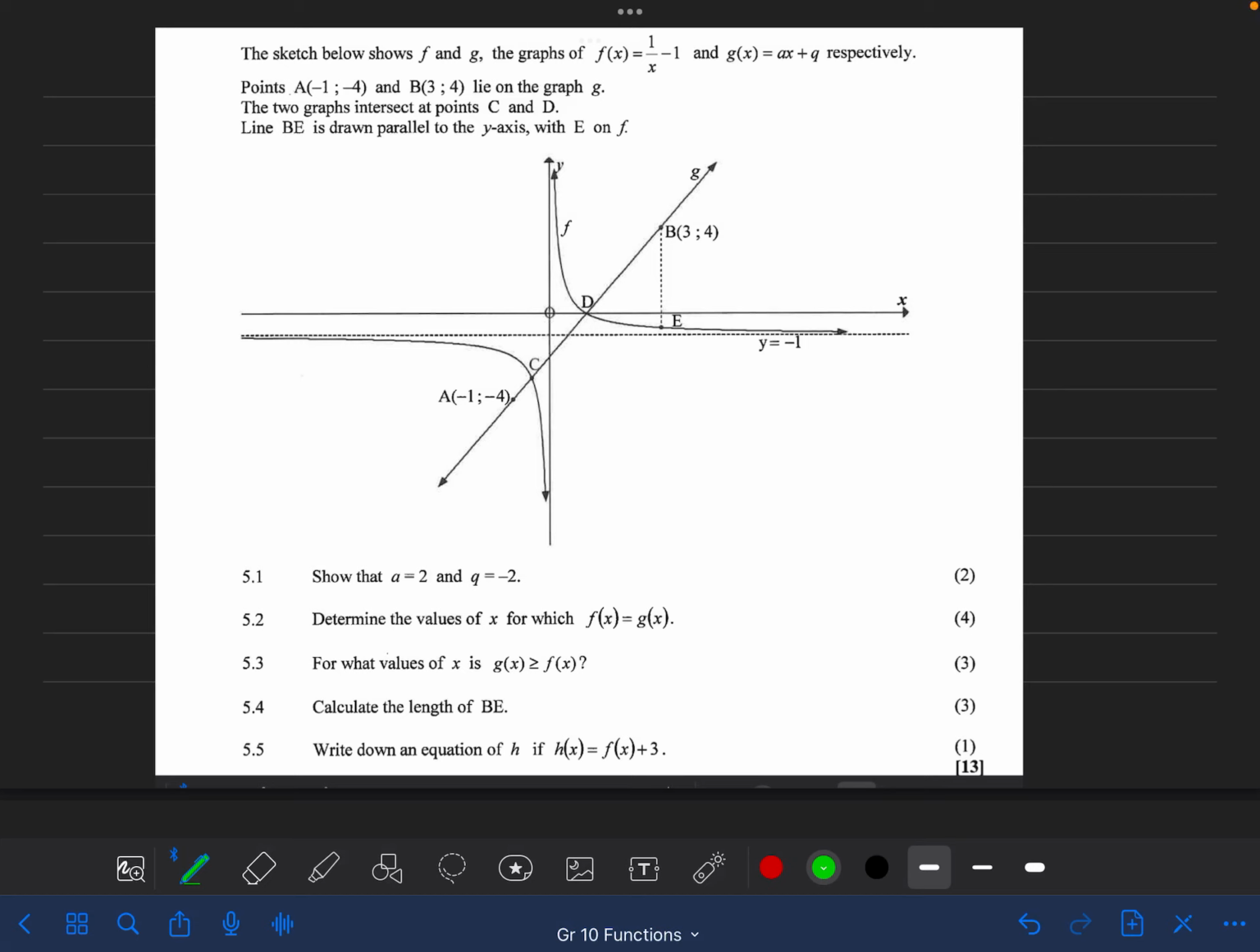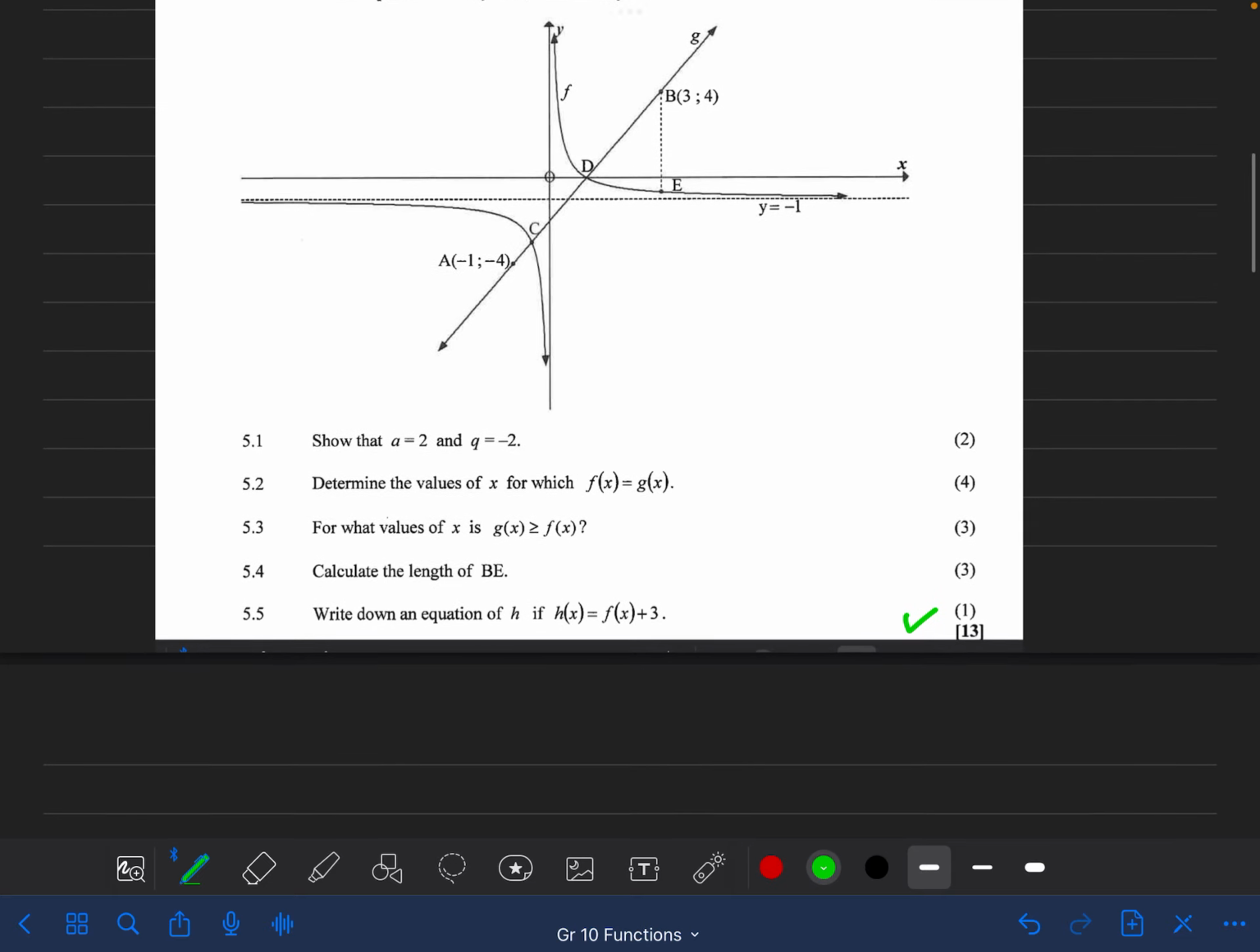Hey guys, so if you look at this question, are you sure that you're going to get 13 out of 13 here? Let's look at it. The sketch below shows the graph of f and g. The graph of f of x is 1 divided by x minus 1. That is a hyperbolic function. And g of x, which is ax plus q, is a linear function or a straight line graph. The points A and B lie on the graph of g. The two graphs intersect at C and D. Then line BE is parallel to the y-axis with E on the graph of f.